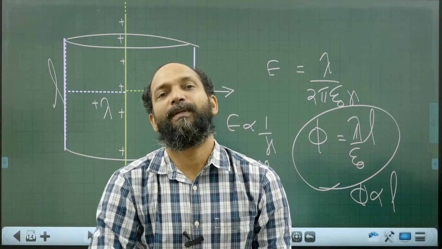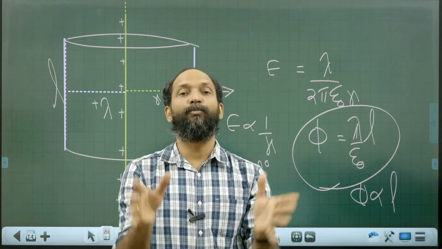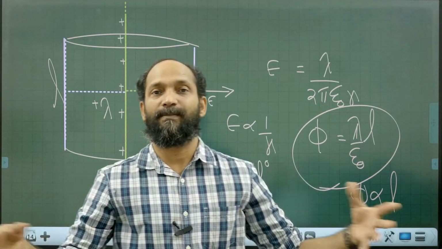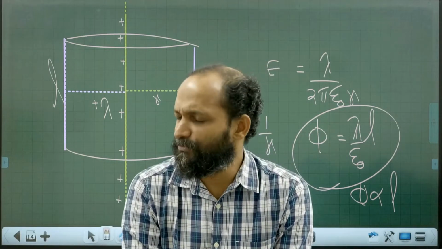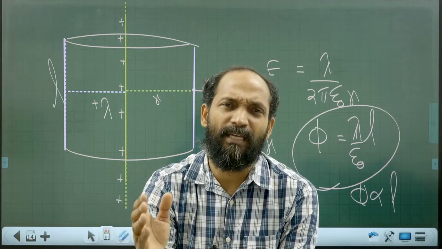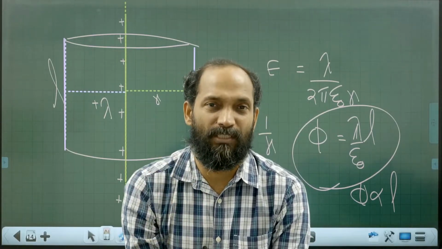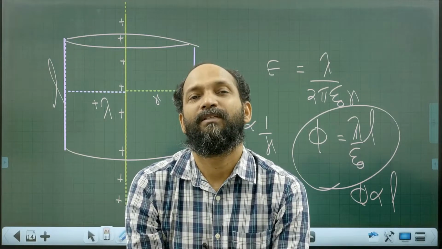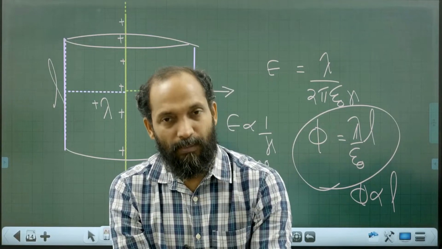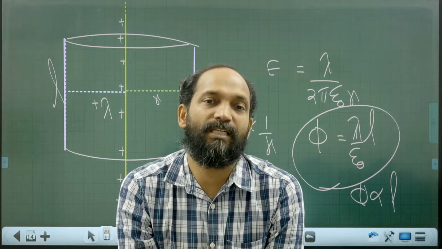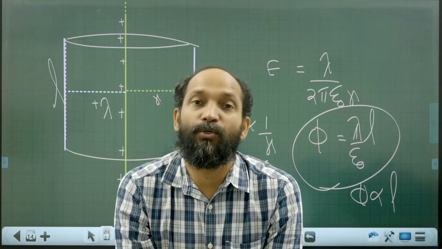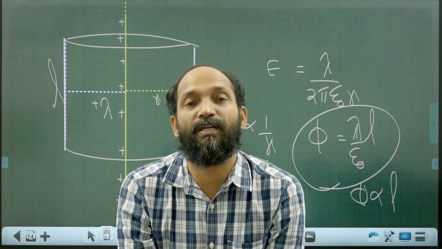If you place a point charge at the middle of a cube, the total flux is q by epsilon 0 through the 6 faces of the cube. But the flux through any one face will be exactly 1/6 of the total. That is 1 by 6 times q by epsilon 0, that is q by 6 epsilon 0. Total flux divided by 6 will be the flux through each face.